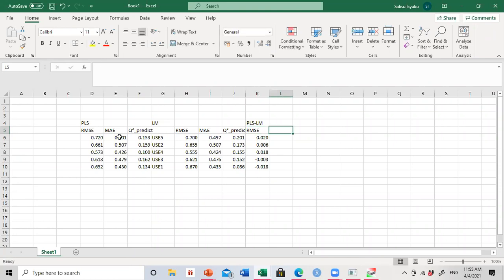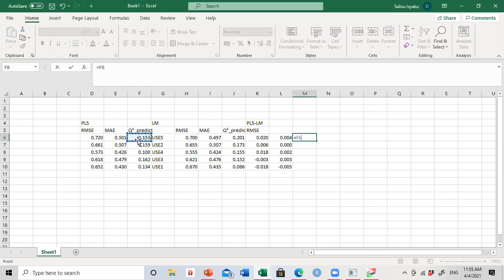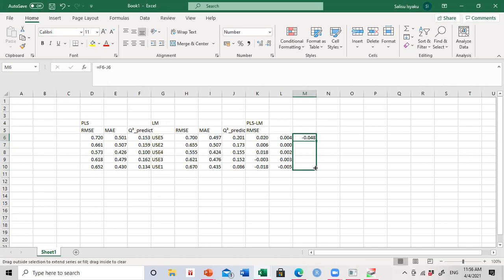The next is we take this one. Now we say equals to this one minus this one. Then we say okay, then we bring all of them down here, something like that. Then we go for Q predict. Now we say equals to this one F6 minus this one. We say okay. Then we bring all this down.